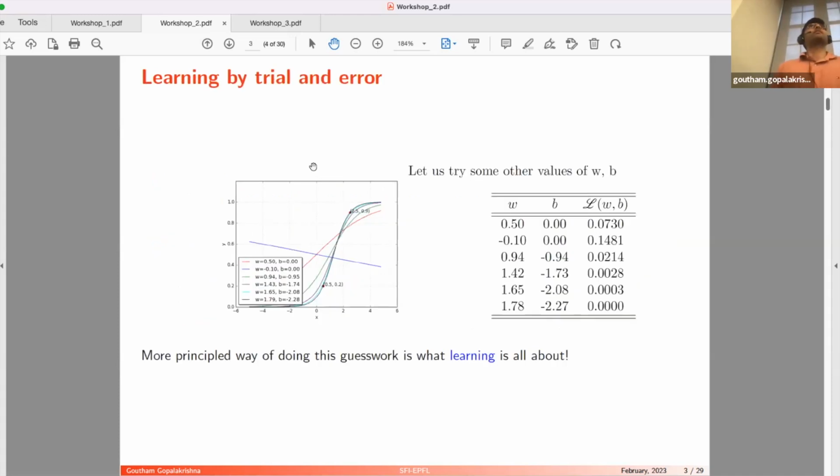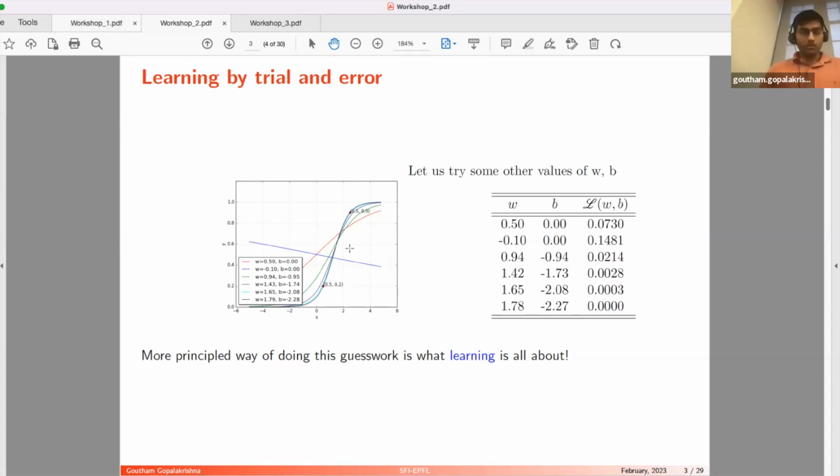Cool. So yesterday we saw how learning by trial and error worked in helping the loss function go towards 0. And I also told you that a more principled way of doing this guesswork is what learning is all about. So when you see deep learning, deep is all about the architecture of the neural network, especially when you have lots of hidden layers, then it becomes a deep neural network. And when you have a more principled way of finding the parameters of the neural network, that's what learning refers to. So let's see what is this principled way of doing this guesswork, and how should we think about this?